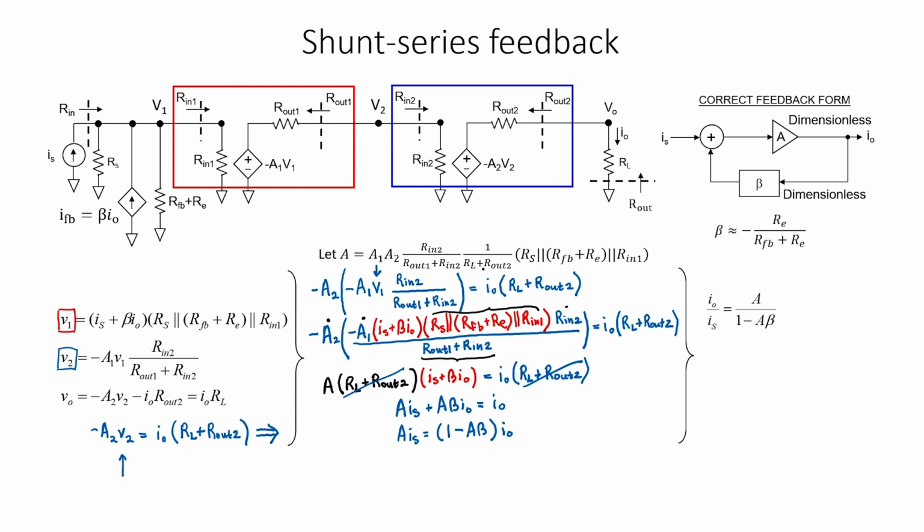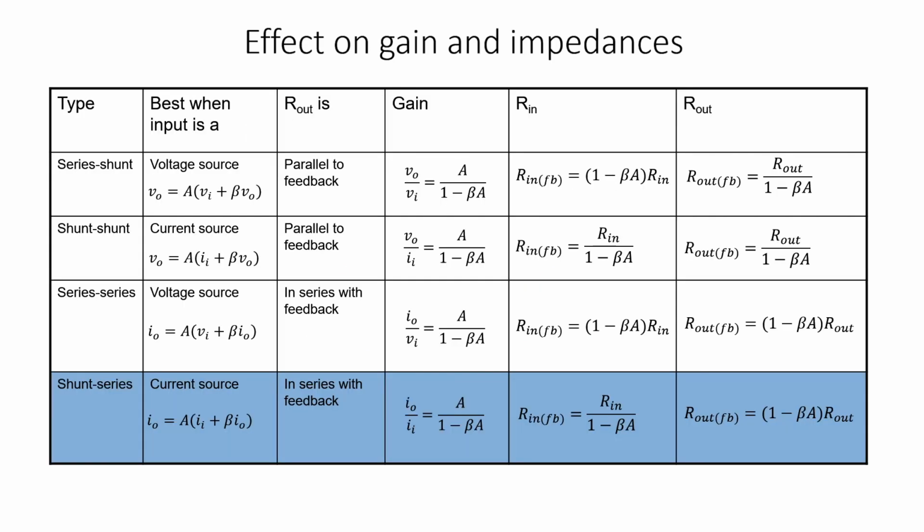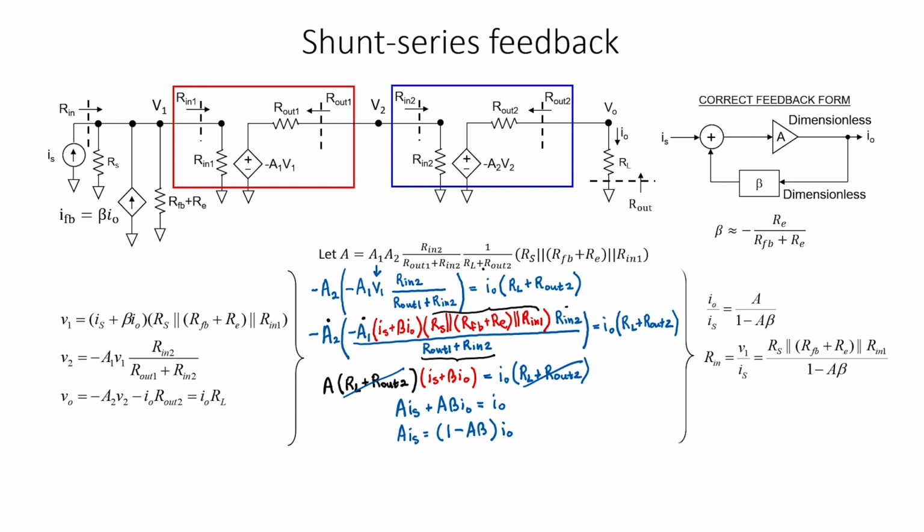Because we've written our gain in standard form and we already know what both A and beta are, we can avoid a lot of the extra work needed to find the input and output impedance. We can now just refer to the chart. For the shunt series configuration, once we've identified both A and beta, we can see that the input impedance with the feedback network attached is just the input impedance of the amplifier divided by 1 minus A beta. The output impedance is just the output impedance without the feedback network multiplied times 1 minus A beta. We already know what A and beta are. Therefore, the input impedance can be written as follows.